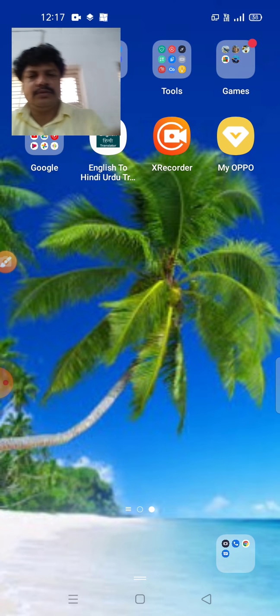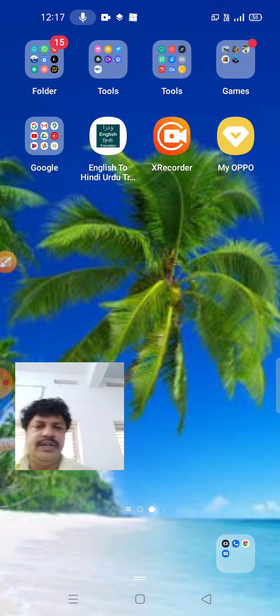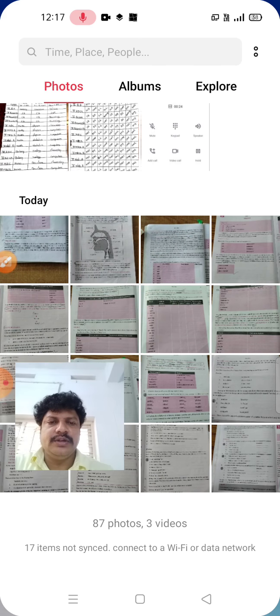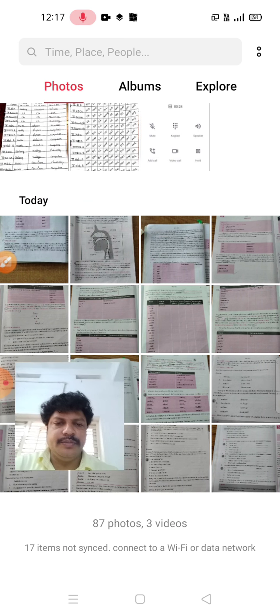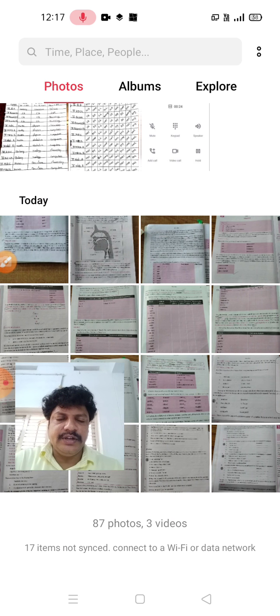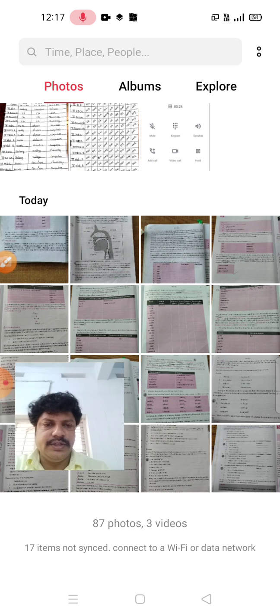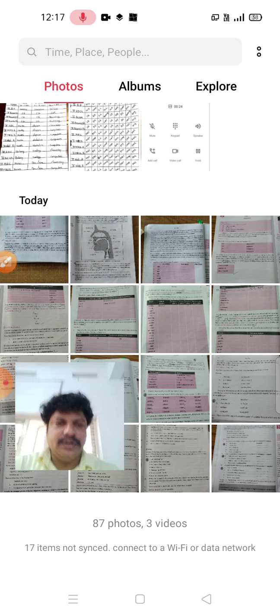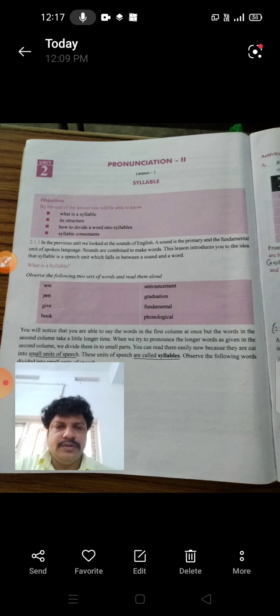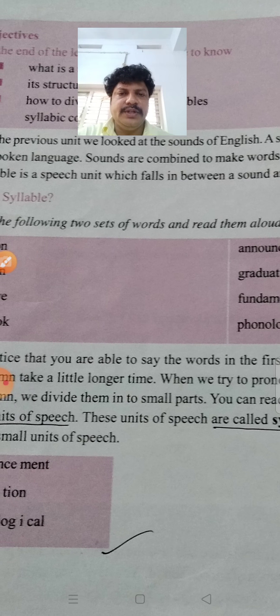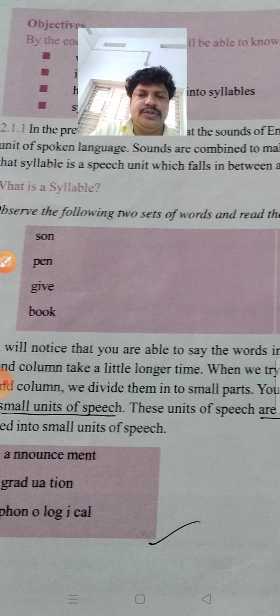Let us see whether syllables are important or not. Small speech sounds are compulsorily used in our vocabulary. When we divide a word, there may be some syllables in it. So let us see what a syllable is and why we need it. First thing, look here. A syllable is nothing but a small speech unit.